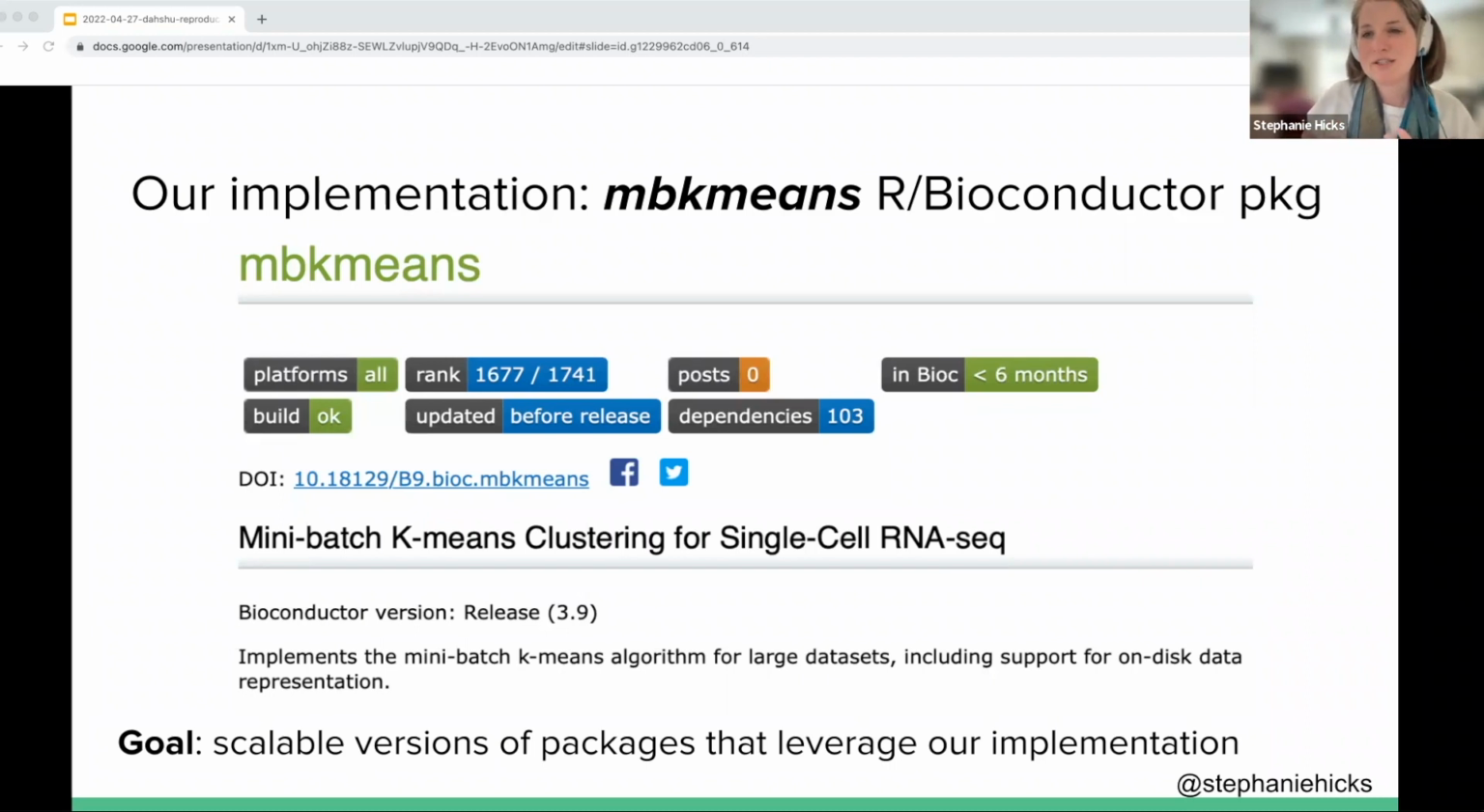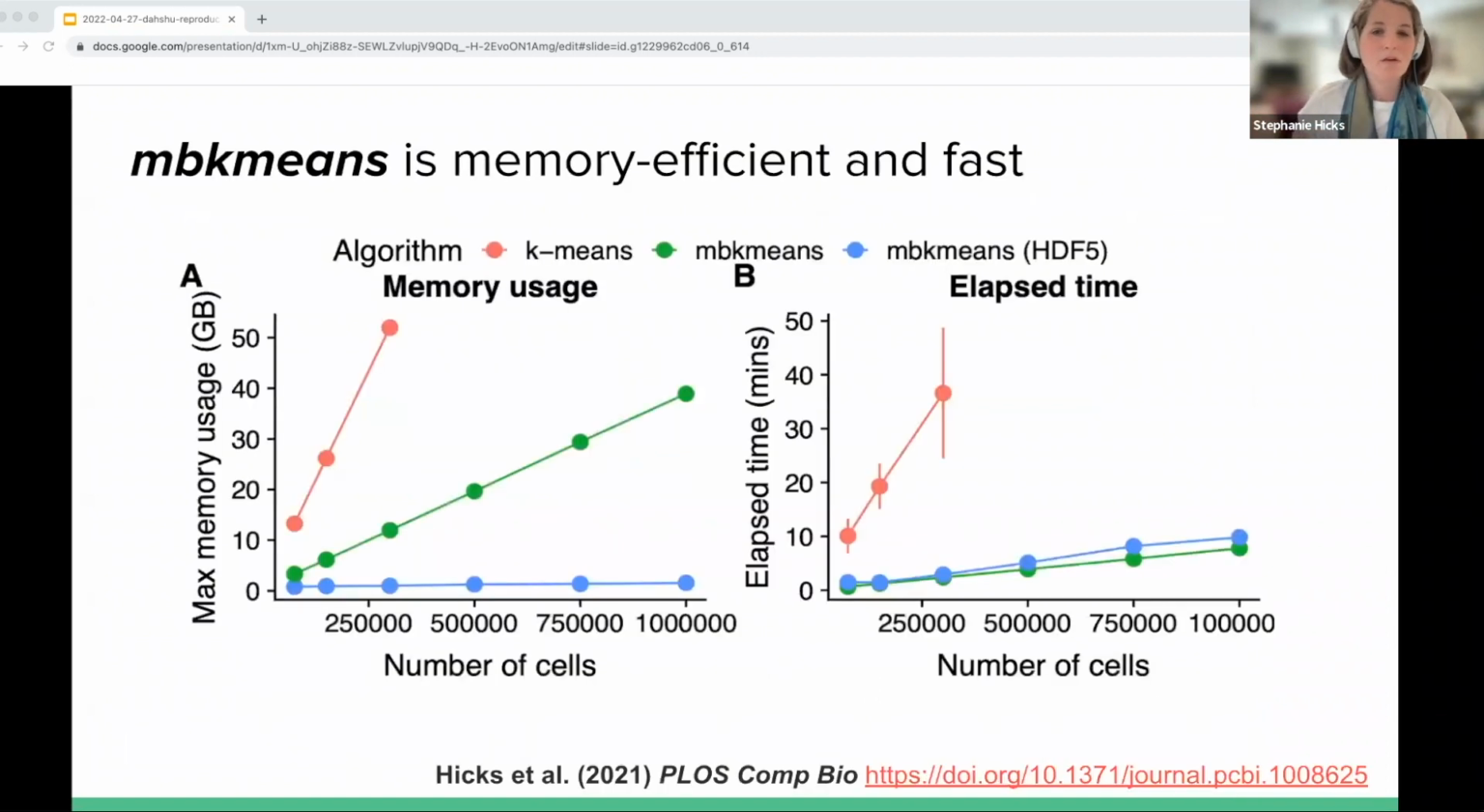Then I just want to mention that this package was developed for single cell analysis, but it's a general algorithm that you can use in any application where you're using k-means, like in computer science for classifying images, or for clustering images. Anywhere you're using that, you can use mini batch k-means. So let me tell you a little bit about it.